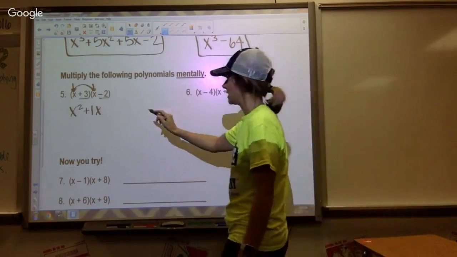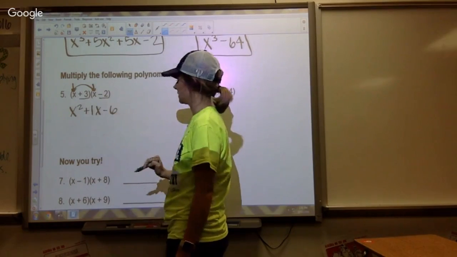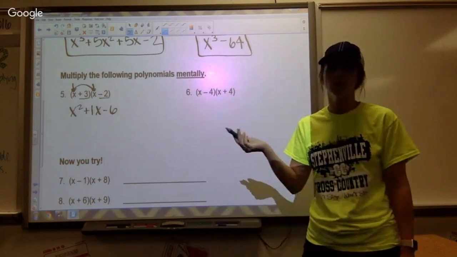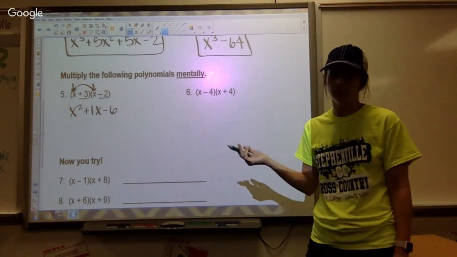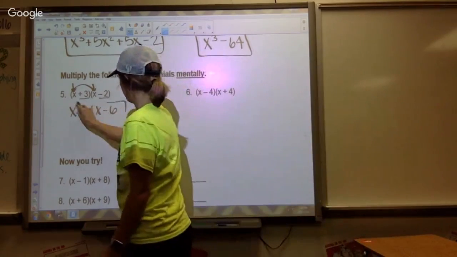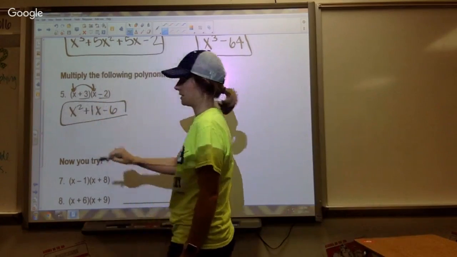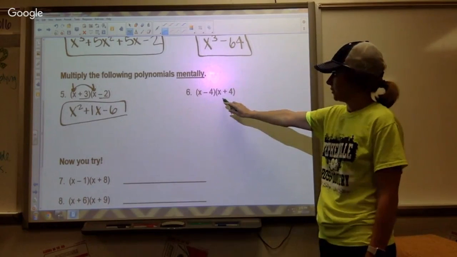And then to get your last term, you're going to multiply those two numbers, which will give you a negative 6. If you had used FOIL, after combining like terms, you should have ended up with x squared plus x minus 6, so the same answer. Okay? That only works whenever you have a single variable. So we're going to do the same thing on number 6.